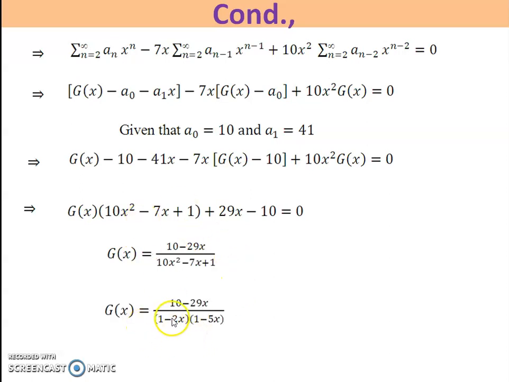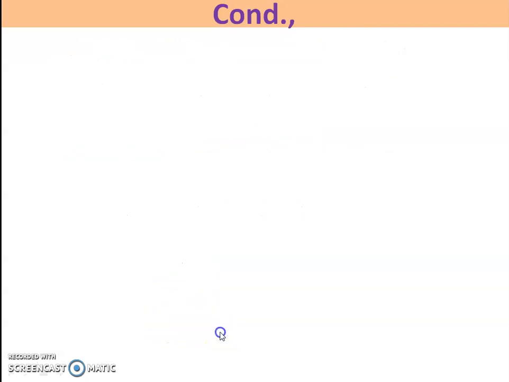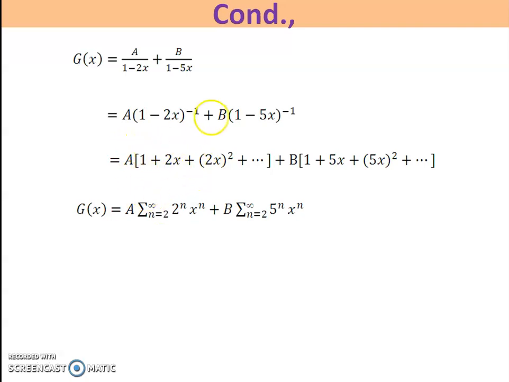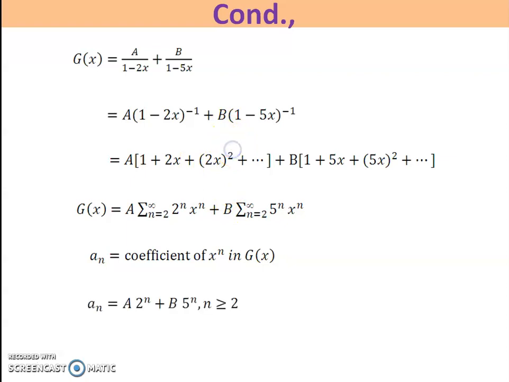Now factorize the denominator, we get like this. Apply partial fraction method, so we can separate the factors like this. To find a and b, actually we have to find the values of a and b here. Okay, expand summation, right? an is the coefficient of x power n in g of x, and an equal to likewise. a and b can be easily found here by using method of partial fraction.